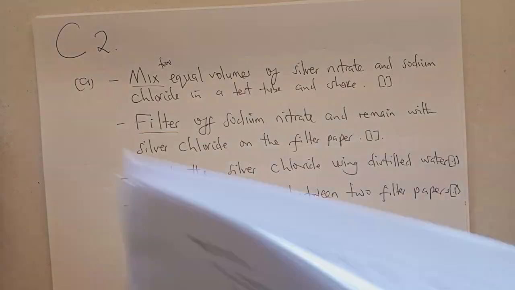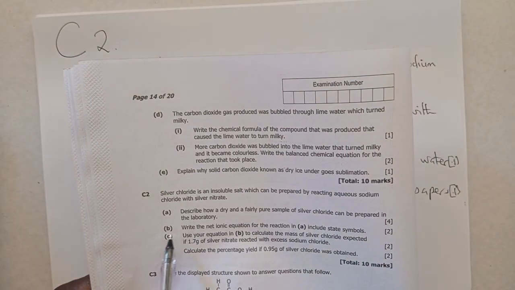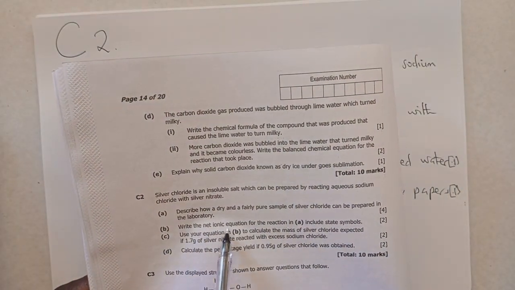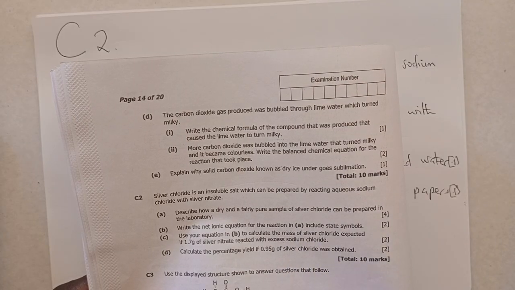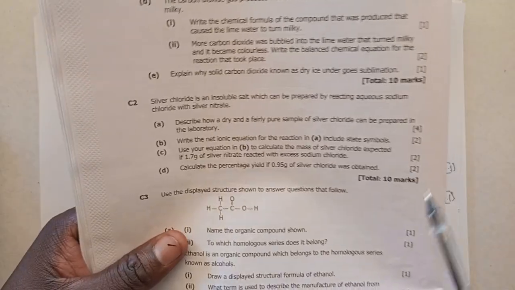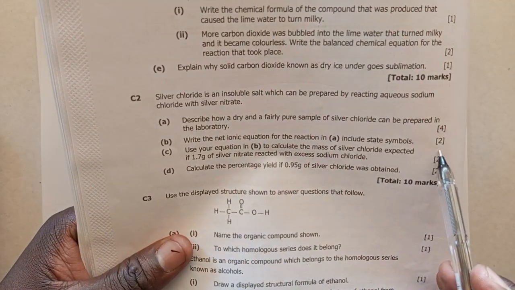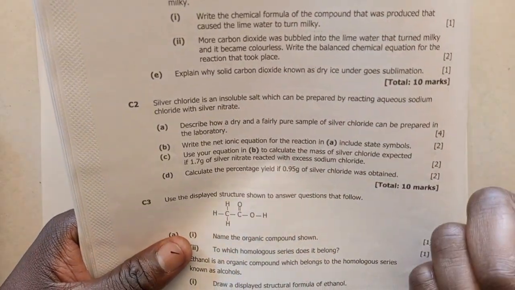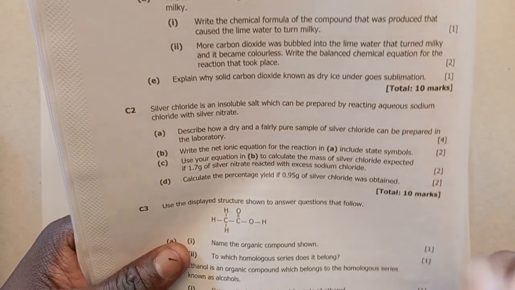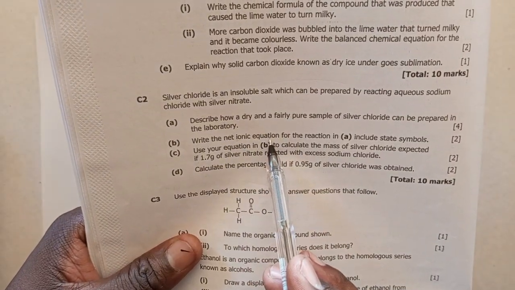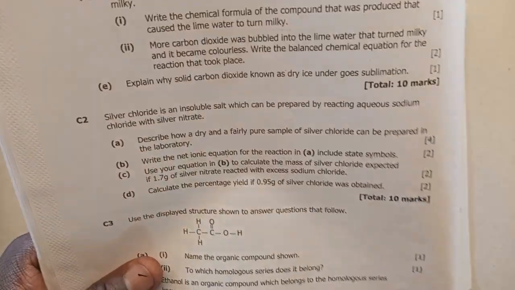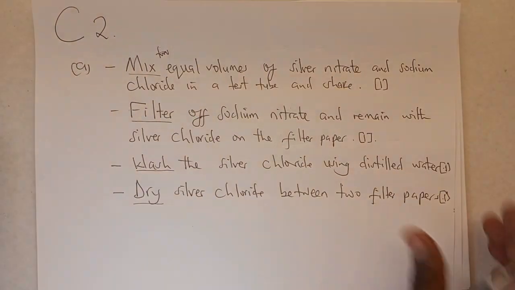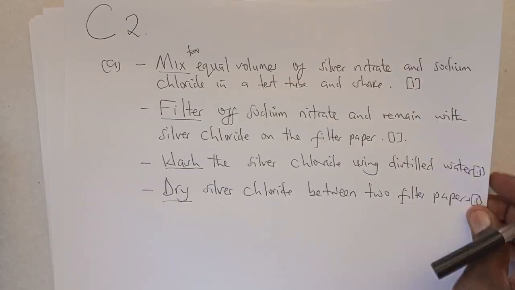Okay, so we move on to the second question. B, write the net ionic equation for the reaction in A, include state symbols. Now look at the mark allocation. You've been given 2 marks. What is this for? Number 1, state symbols. Number 2, the net ionic equation. Those are the things that are going to be awarded for these 2 marks. So let's write question B.